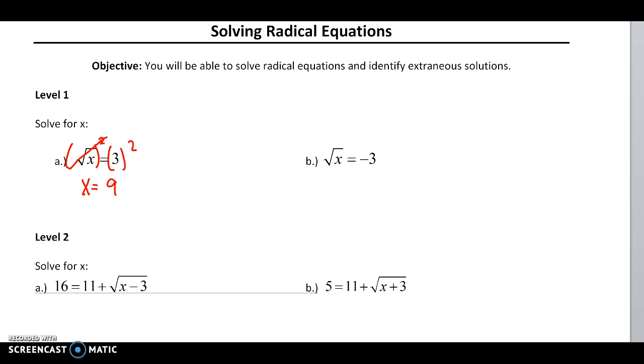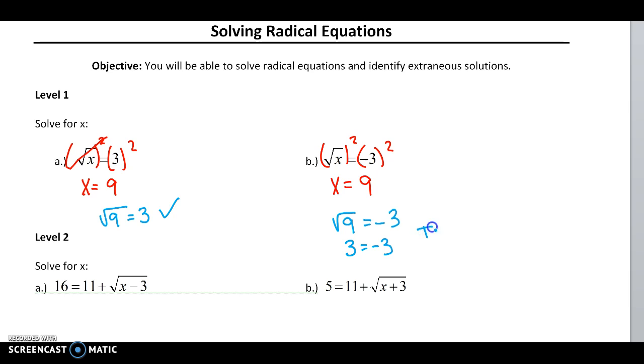Now, let's take a look at this one. We do the same thing. We're going to square both sides. So you get x equals 9. Now, one nice thing about solving equations is you can always check your answers to see if they're right. So I can take x and plug it in and see if I get my original. So if I take the square root of 9, do I get 3? Yes, I do. Now here I plug it in and take the square root of 9, and the equation says the square root of 9 equals negative 3. But really the square root of 9 equals positive 3. So this says 3 equals negative 3. Is that true or false? Okay, and in this case, obviously that is false.